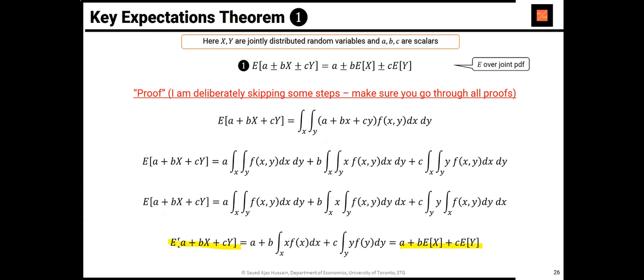Expectations, not romantic ones unfortunately, but mathematical ones, are like derivatives. The derivative of a sum is the sum of derivatives. They're like integrals: the integral of a sum is the sum of integrals. So these are known as linear operators. So you want to show this result.